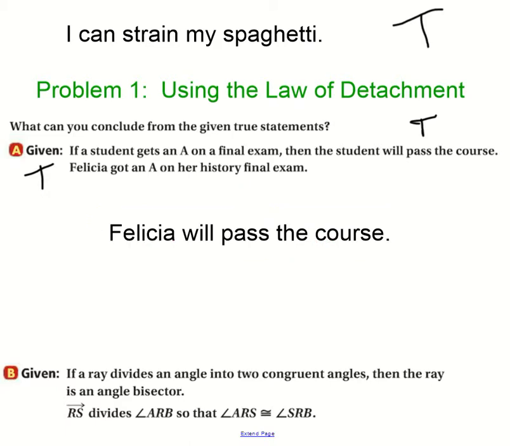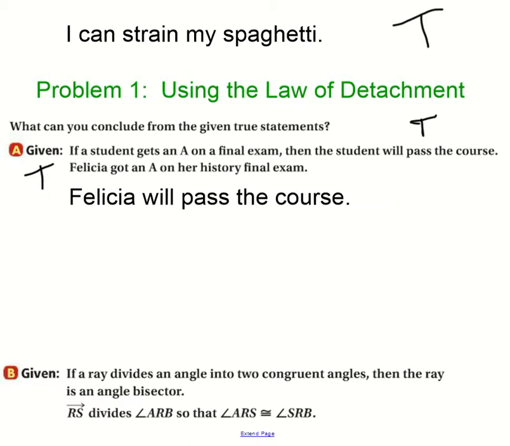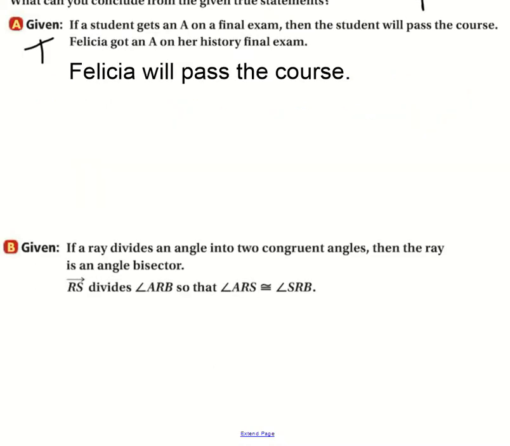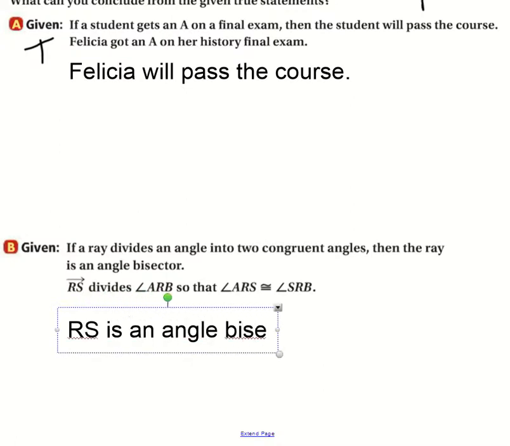We conclude all that from just those two statements up there. And so here we have another one. It says, if a ray divides an angle into two congruent angles, then the ray is an angle bisector. So you have the ray RS divides angle ARB so that angle ARS is congruent to angle SRB. What can we then say about ray RS? Well, RS is an angle bisector.